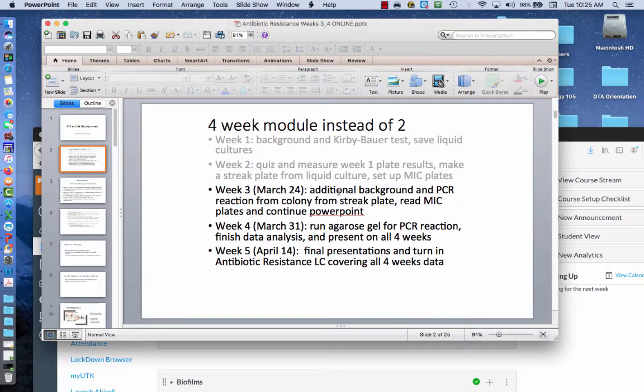So you all will still do this. I'm just going to give you a video to sort of describe what's going on. We are going to post the data. We've got pictures of all of these MIC plates posted for you for every group. You'll find those on Canvas. We ran the agarose gel for you from the PCR reactions that we set up. And we posted a picture of that also. That will be on Canvas as well.